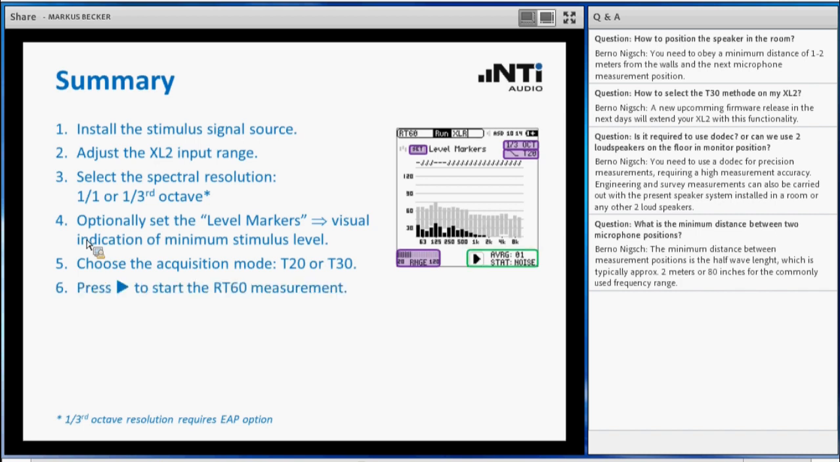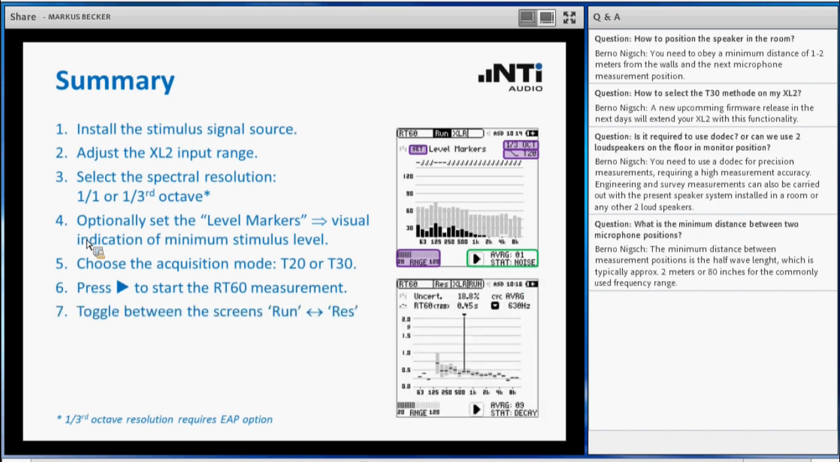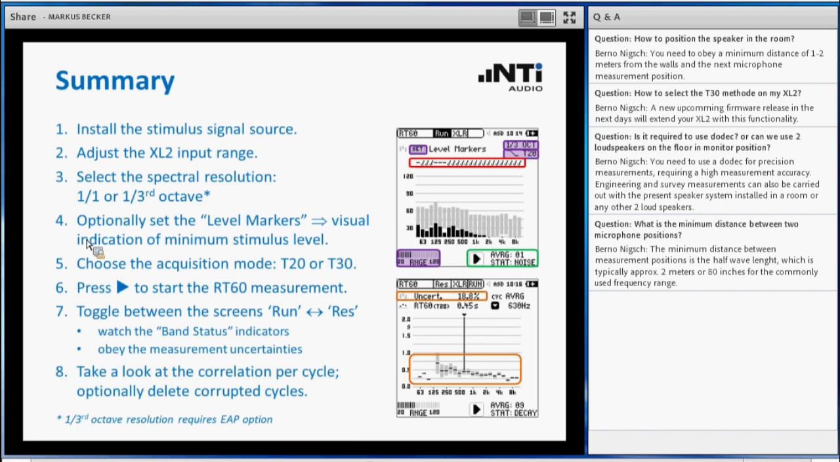We pressed the play button to start the measurement. And then we toggled between these two screens. This can be done at the end of the test, or during the test. That gives us feedback, first of all, on whether the corresponding bands have been measured correctly. Second, the uncertainty of the measurement, and we were also able to take a look at the correlation for the individual cycles. If necessary, we can delete corrupted cycles that we do not want to be part of our overall result.